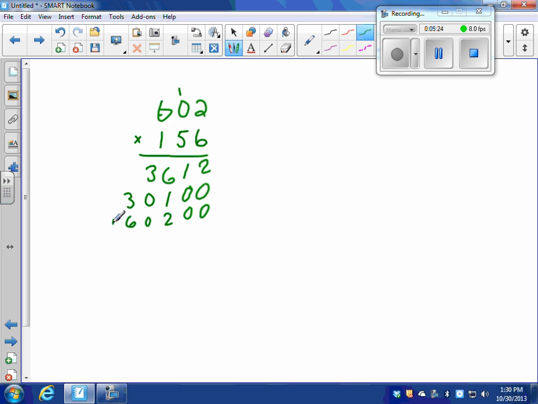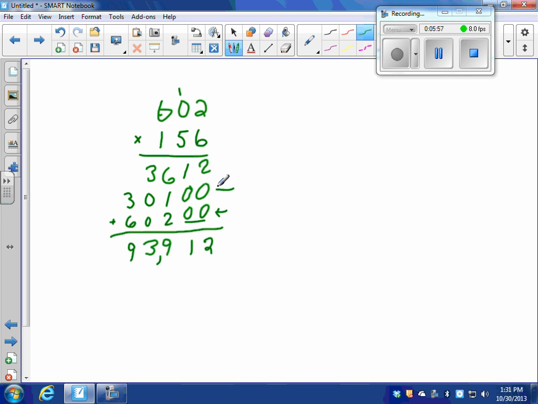And now I can simply add. So I can just add 2 plus 0 plus 0, and that's 2. 1 plus 0 is 1. 6 plus 2 is 8, plus 1 is 9. 3 plus 0 is 3. 6 plus 3 is 9. So 602 times 156 is 93,912. The only difference is that when you get to this row, you add 2 placeholders.